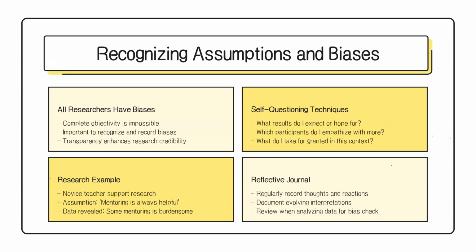All researchers have biases. Complete objectivity is impossible. You must recognize and record biases. Use self-questioning techniques. What result do I expect or hope for? Use a reflective journal to regularly record thoughts and check for bias when analyzing data.